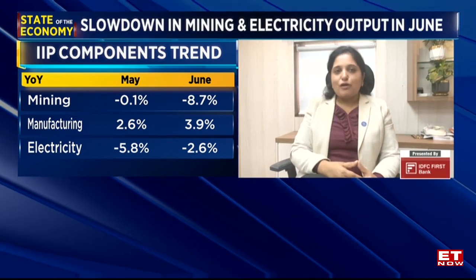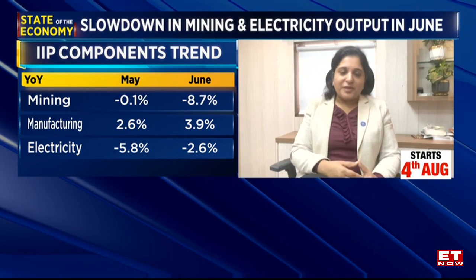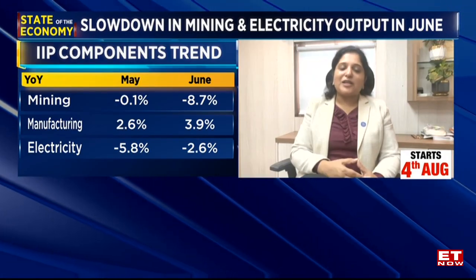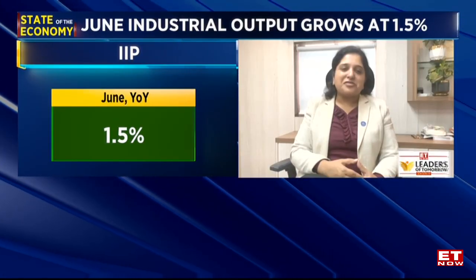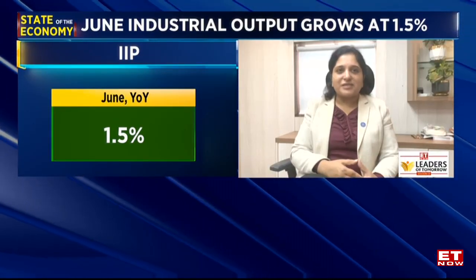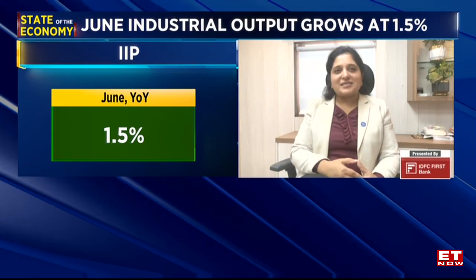All in all, for April to June, as per our calculations, overall GDP growth numbers are tracking around 6.7 to 7% range, while MPC's estimate is 6.5.